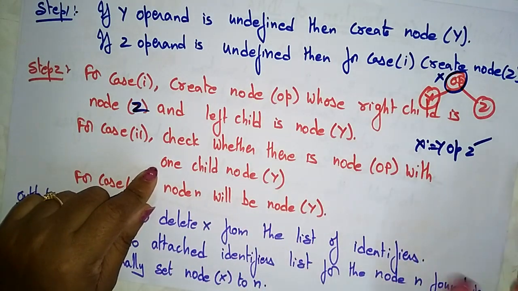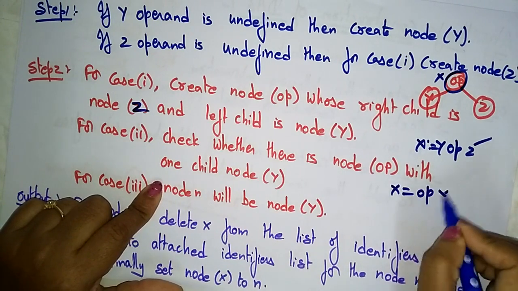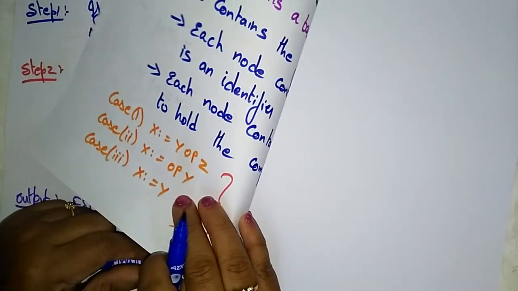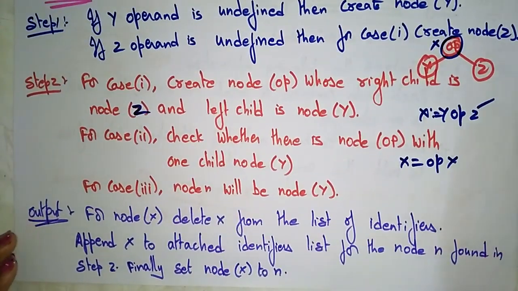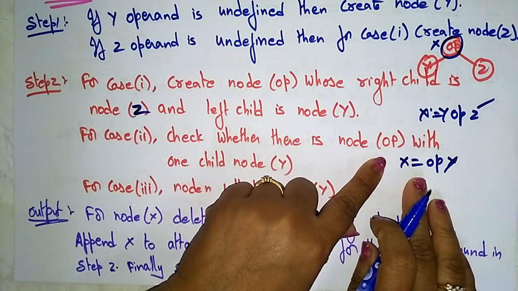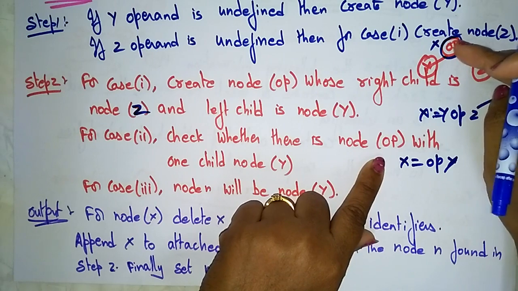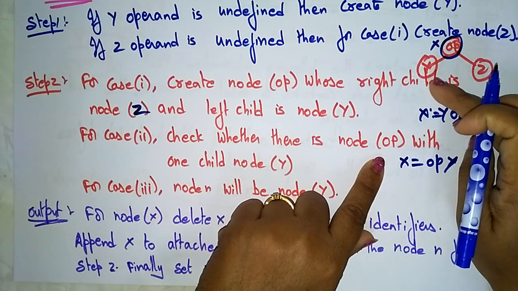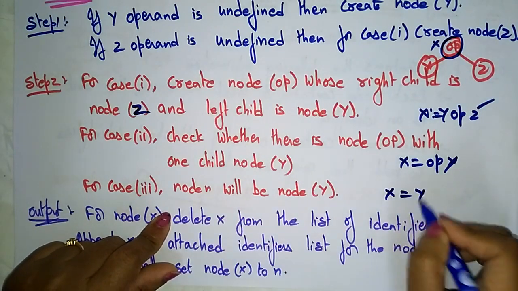In case 2, check whether there is a node operator with one child node y. So you need to check. So what is in the case 2? The case 2 is x is equal to operator y. Okay. So that is the question. X is equal to operator y. So here in the case 2, check whether there is a node operator with one child node y. Is one child node y there? Yes, it is there. Now case 3, that is x is equal to y.